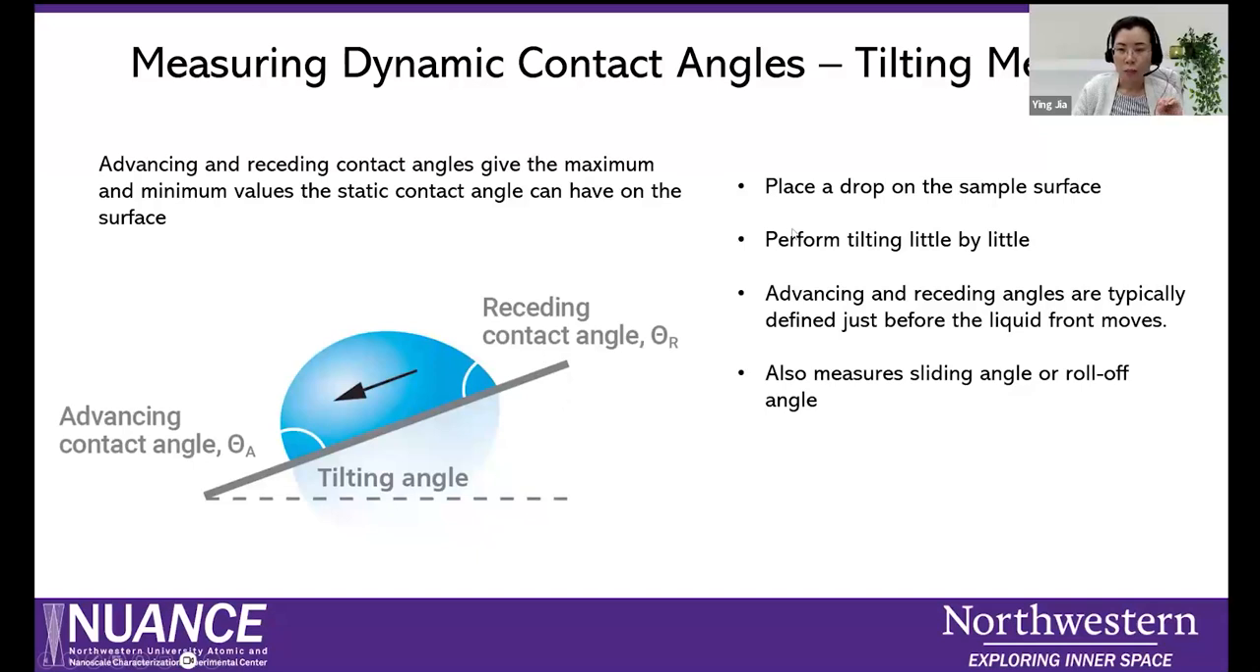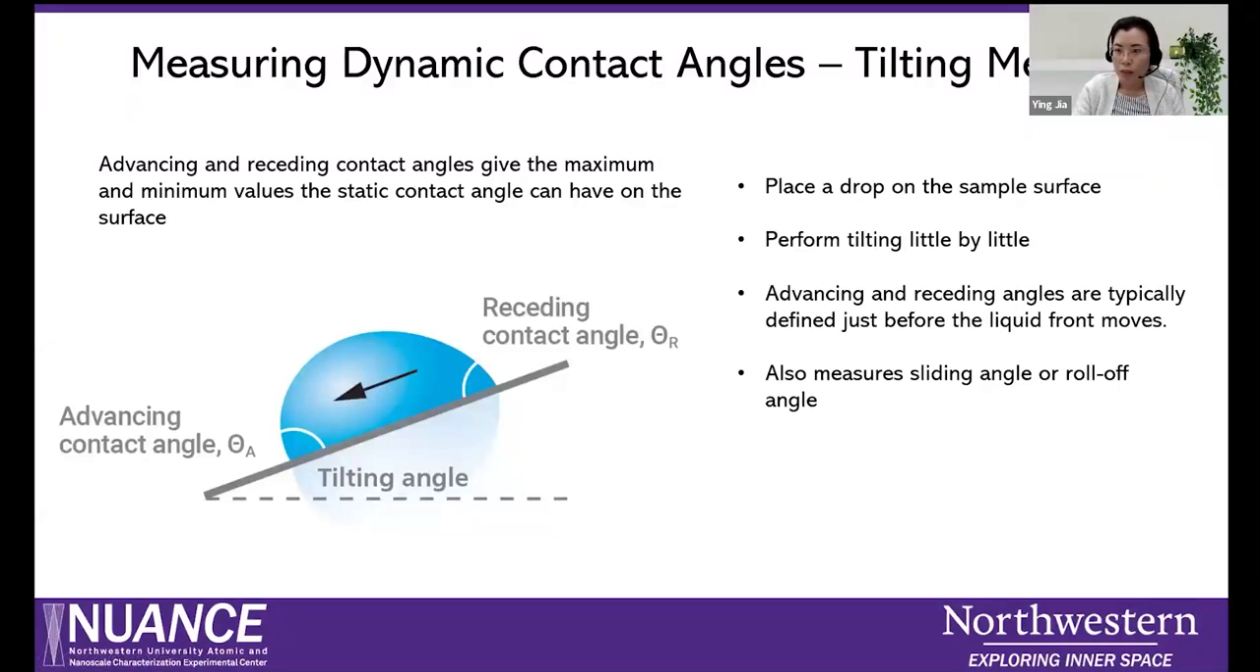The measurement is pretty simple and easy to perform. First you place a drop on a sample surface and then you start to tilt it little by little. You take video all the time, so you capture the critical point when the drop slides off, and at that frame you can analyze and get the advancing and receding angles. This measurement can also tell you the sliding angle, or, if you have a very hydrophobic surface, the roll-off angle.